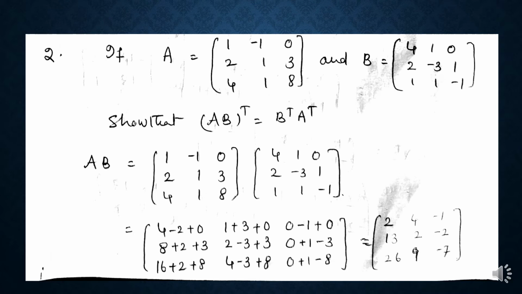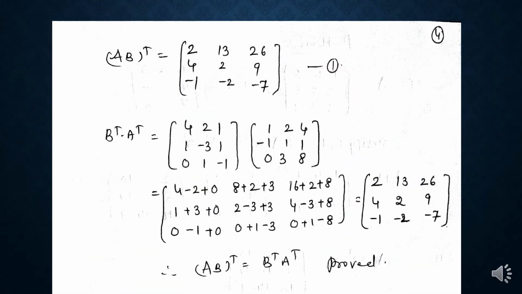Now AB whole transpose. By transposing this, what we will get? 2, 13, 26 as the first row, 4, 2, 9 as the second row, and minus 1, minus 2, minus 7 as the third row. This is AB whole transpose.